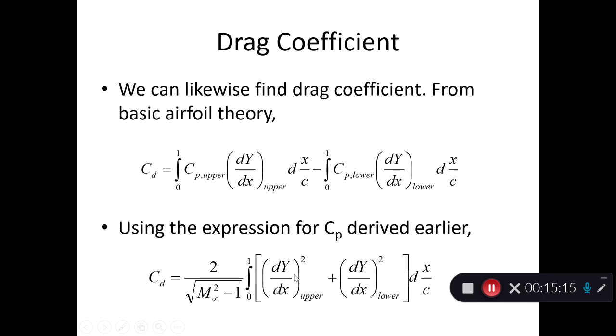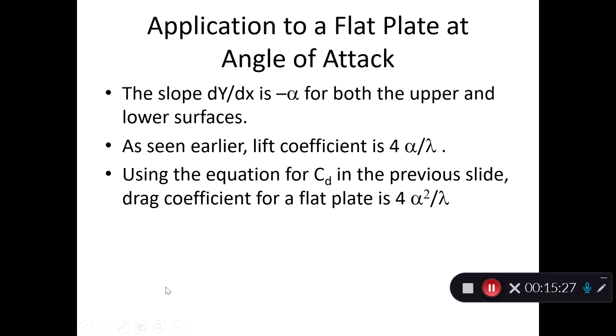If you double the thickness, drag is going to go up 4 times. If you triple the thickness, drag is going to go up 9 times. So the thinner the body, the better in supersonic flow. So now we can do an example. Let's take a flat plate at an angle of attack. Flat plate is a straight line. Therefore, the only slope you're going to get is the slope of the straight line, which is minus alpha. So it's got a straight line with a negative slope of alpha.